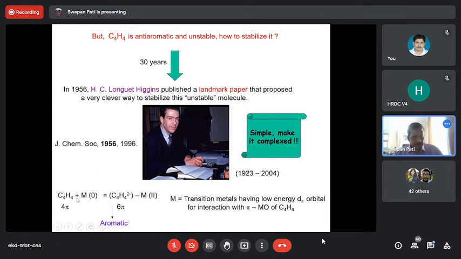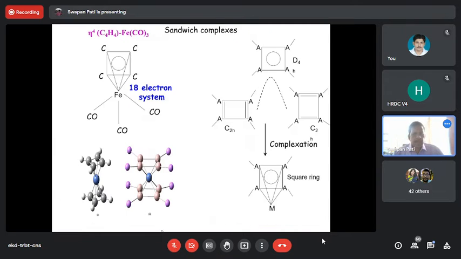He suggested C4H4 plus a metal which has low-energy electrons, which will go to metal 2 plus, and 2 minus it will give to the C4H4. C4H4 2 minus will have 6 pi electrons, it will be aromatic, and the metal will be 2 plus. So the metal will be a transition metal having low-energy d pi orbitals for interaction with the pi molecular orbitals of C4H4. So he suggested this compound, and the actual synthesis was 2 years after his suggestion. So Journal of the Chemical Society 1956 and 1958, the same journal, where the synthesis was published. All right.